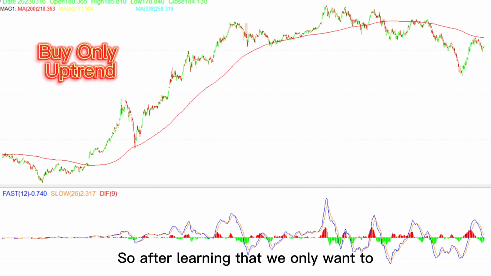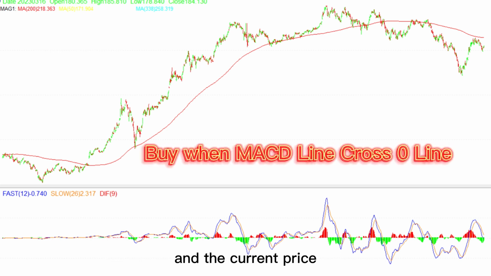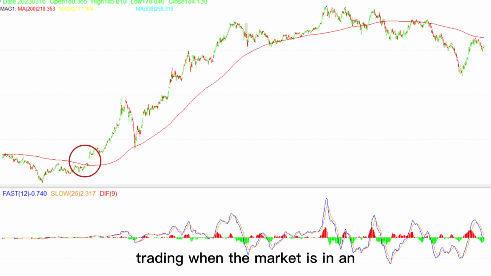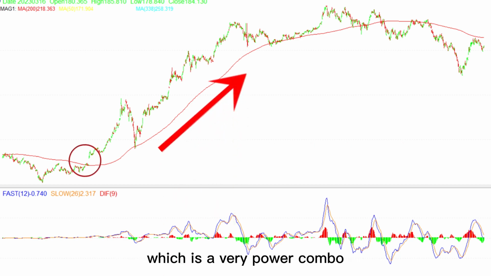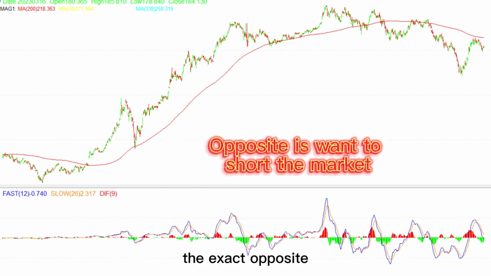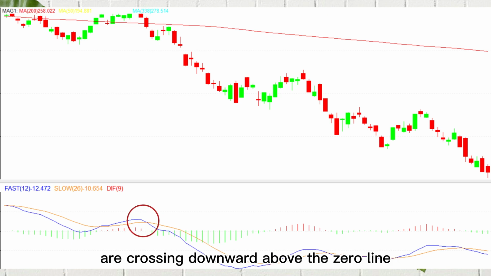So after learning that, we only want to buy when the market is in an uptrend, if we are going long, of course. If we put all this together, we buy if the MACD lines cross below the zero line mark and the current price is also above the 200-day moving average. This will guarantee that you are only trading when the market is in an uptrend, which is a very powerful combo. If you wanted to short, you would just do the exact opposite. Make sure the price is below the 200-day average and the MACD lines are crossing downward above the zero line.